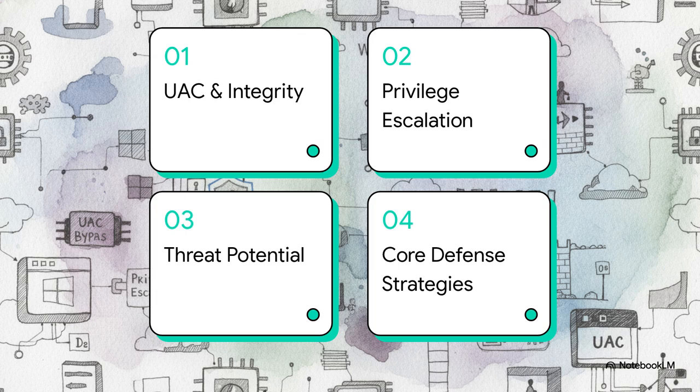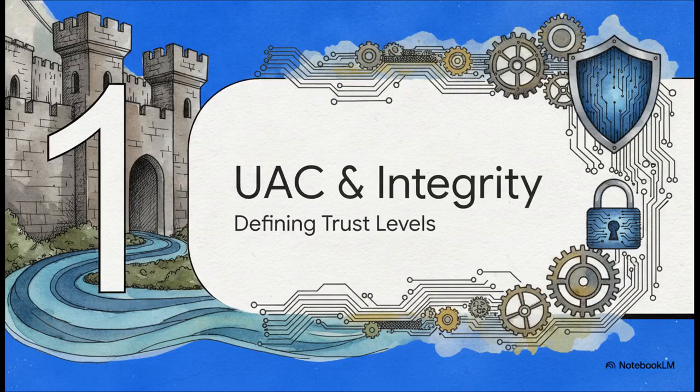Here's our roadmap for today's briefing. 1. Understanding UAC and integrity. 2. Analyzing the privilege escalation vulnerability. 3. Assessing the threat potential. And 4. Core defense and mitigation strategies. All right, kicking things off with part 1, understanding UAC and integrity.